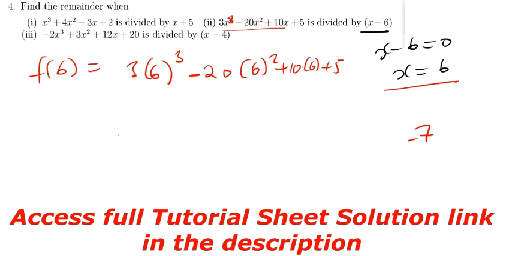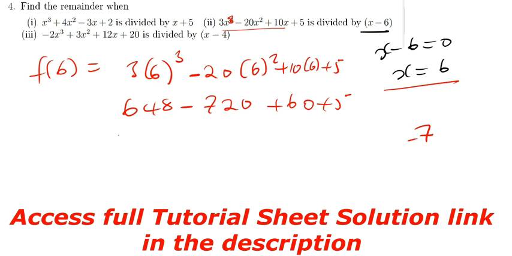So we do have 6 raised to the power 3 times 3, that is 648. So this minus, okay, so we have minus, then this is going to be 6 times 6 squared, then times 20, that is 720. 720 plus that is going to be 60 plus 5. So if we add these numbers, we should be able to get negative 7.